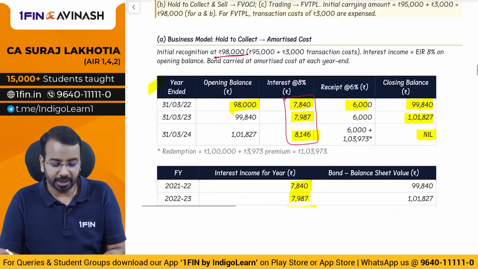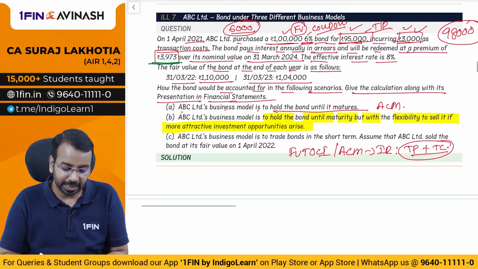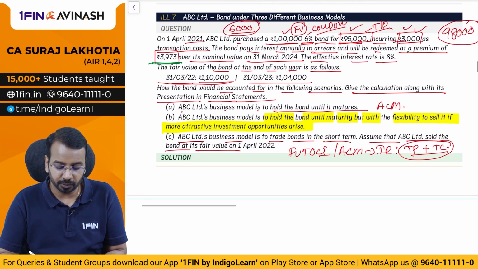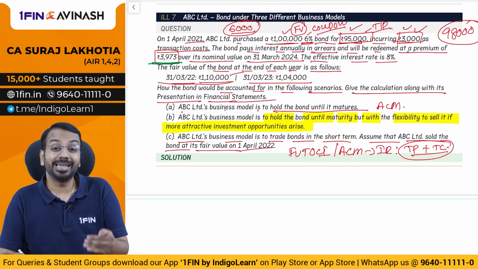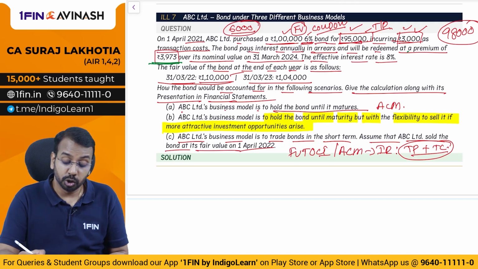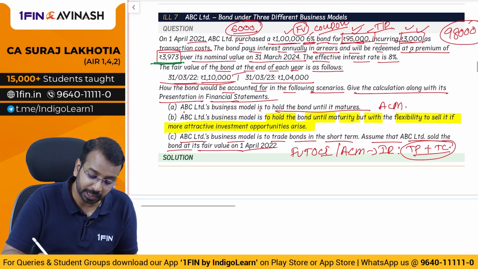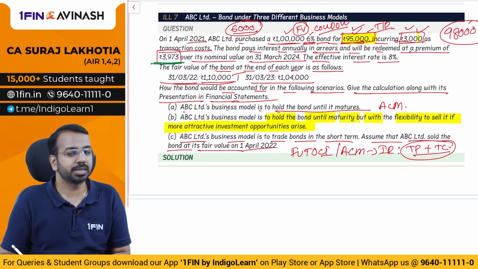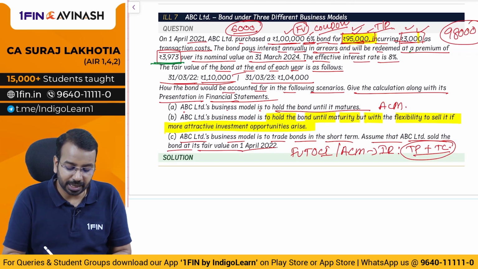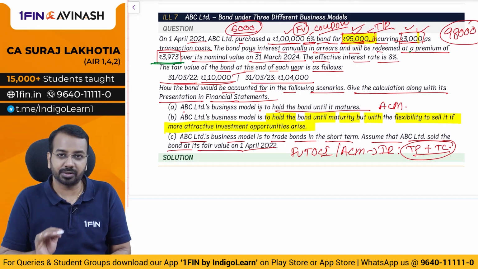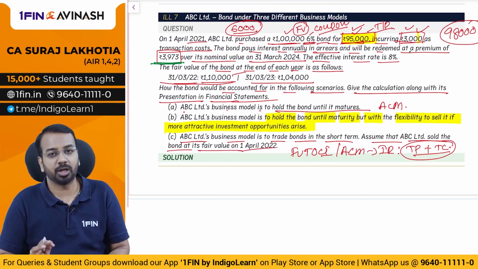Third category. ABC's business model is to trade bonds in the short term. Assume that ABC sold the bond at its fair value on 1st of April of 22 and the fair value is 1,10,000. So if the model is to trade, then what happens? You will record the bond at fair value only. Transaction cost is recognized in P&L first. Second, interest you will directly take whatever you receive, 6,000, as interest income, and balance you will do the fair value gain or loss.